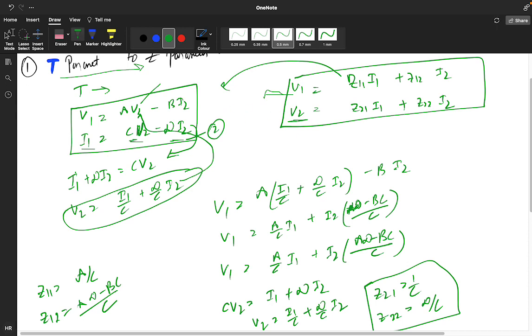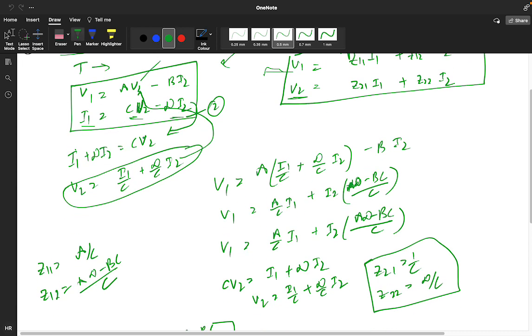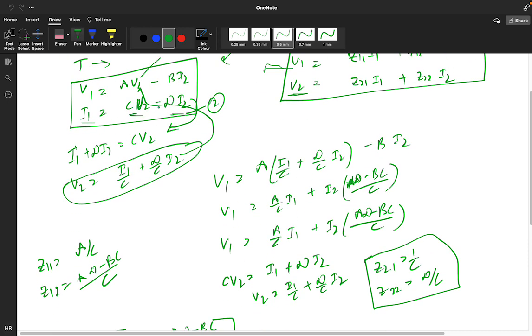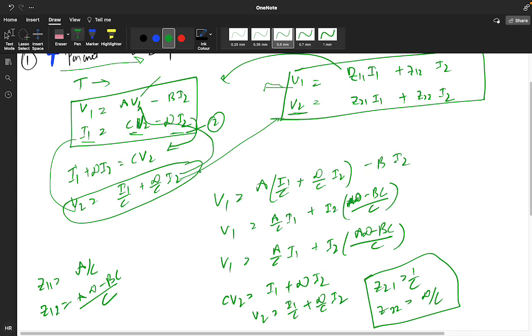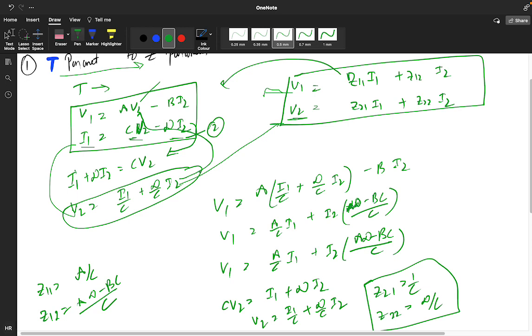For the second equation, we need to get the value of V2. So directly we are getting I1 is equal to CV2 minus DI2. Just simply if you put I1 plus DI2, you are getting CV2. So you are getting the result from this equation: V2 is equal to I1 by C plus D by C I2. Directly you are getting it. So this can be compared with this. So this is your Z21 is equal to 1 by C, and Z22 is equal to D by C. Prasanna? Any doubt? Got it? Yeah, we just manipulated the equations.